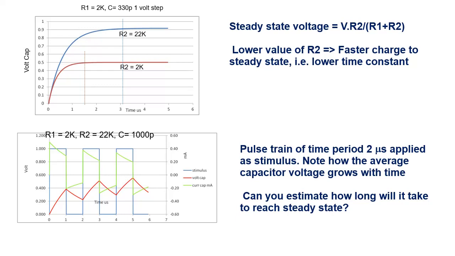The second plot shows a pulse train as stimulus. Note how the average capacitor voltage grows with time.